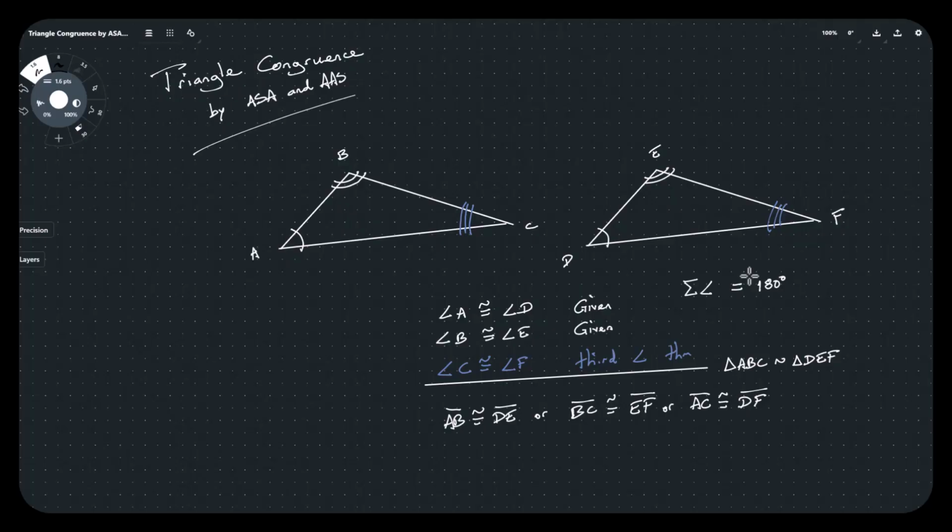AAS means I've got angle, angle, side. So angle A, angle B, side BC, or angle B, angle A, side AC, meaning I've got two angles and the side that's not between the two angles. This one says I've got two angles and the side that is between the two angles. Those are my only possibilities. So if I can say that I've got two congruent angles from one triangle to the next and a congruent side, that's enough for me to say these triangles completely are going to be congruent.